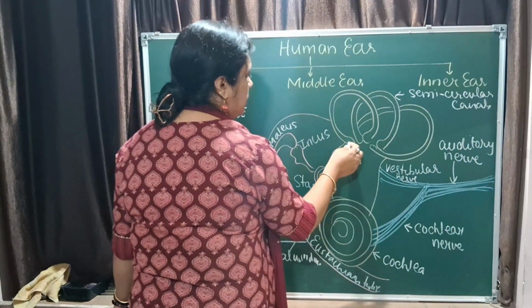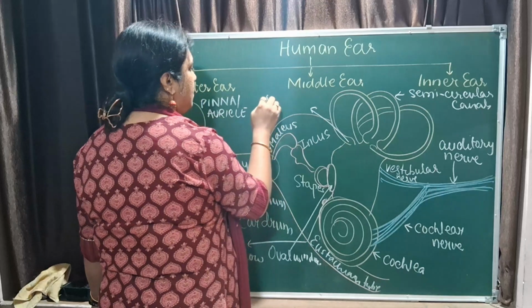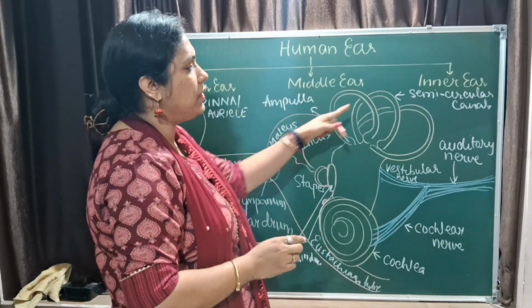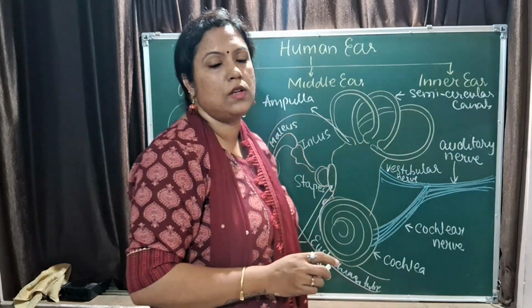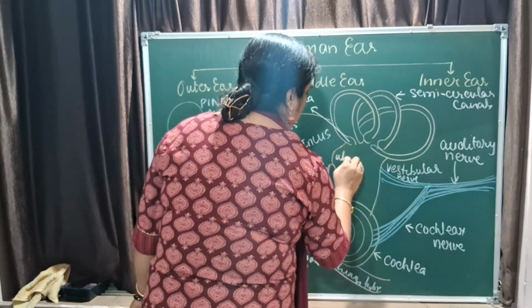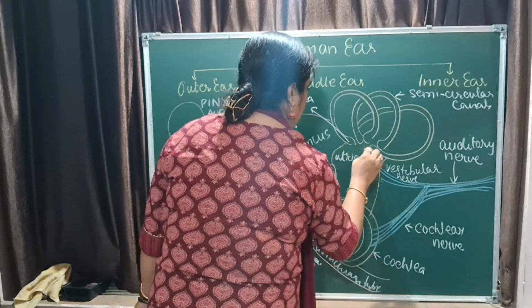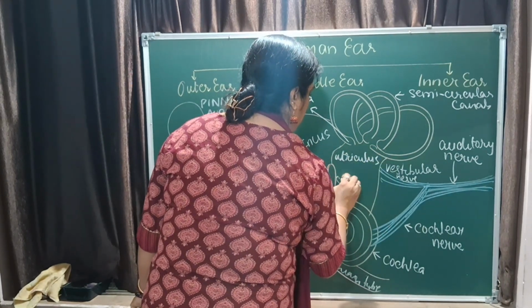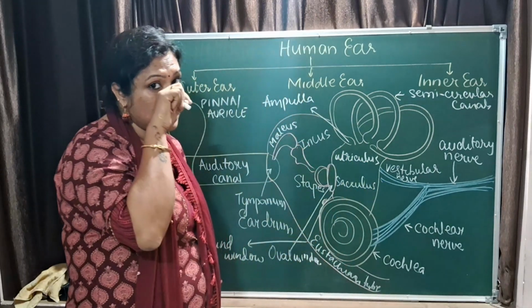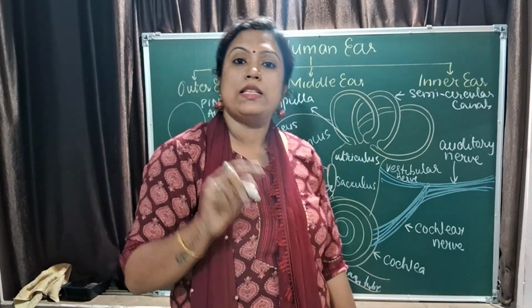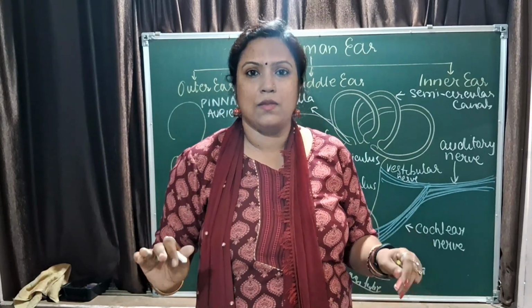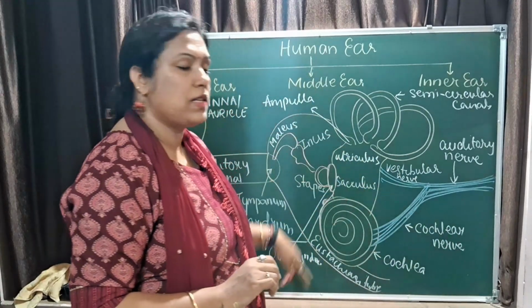This swollen part which is present here is called the ampulla. The ampulla of the semicircular canal is responsible for the dynamic balance of your body. This one is called the utriculus and this one is called the sacculus. Utriculus and sacculus are responsible for your static balance. That is, when you are sitting, you maintain your body as a balanced body. That is because of utriculus and sacculus.